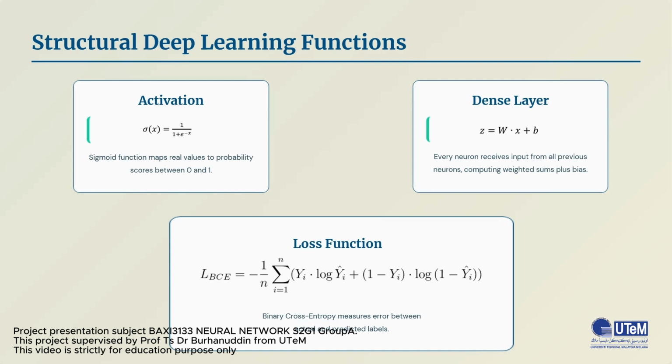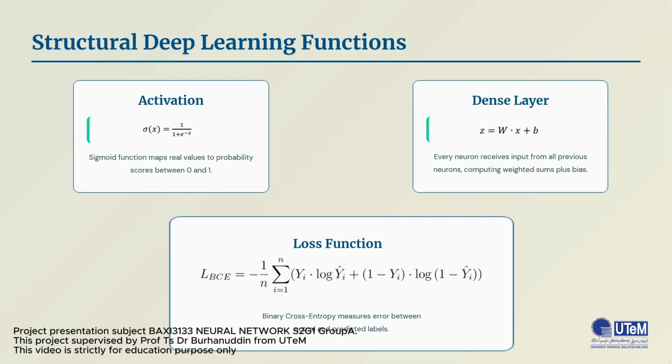Next, we have the dense layer, which is a fully connected layer, a layer where every single neuron receives input from all neurons of the previous layer. The function computes z equals w times x plus b, where w represents the weight matrix, x represents the input vector, and b represents the bias vector.